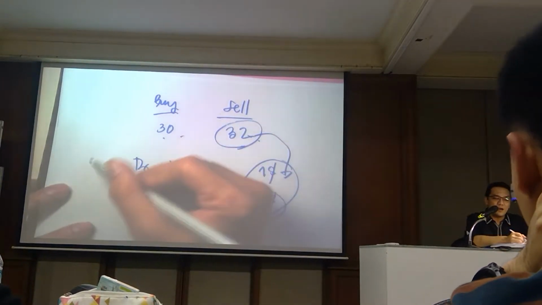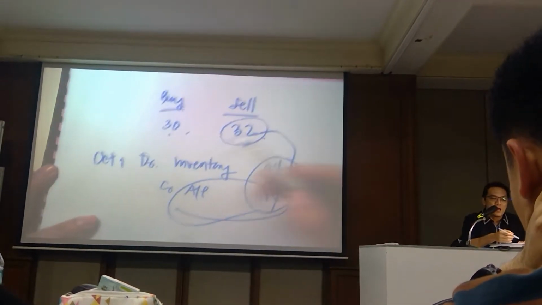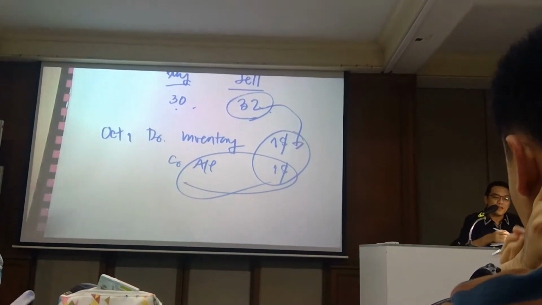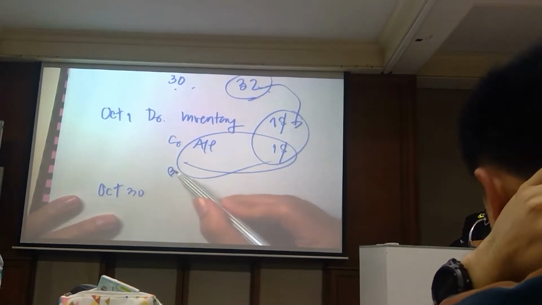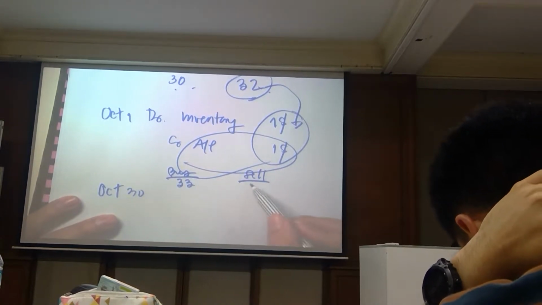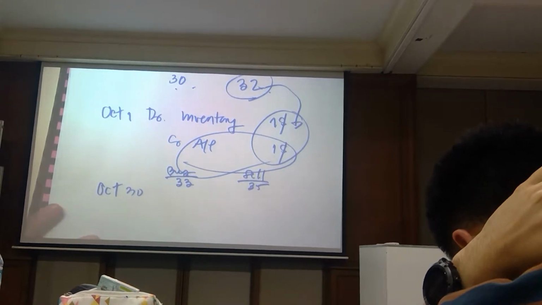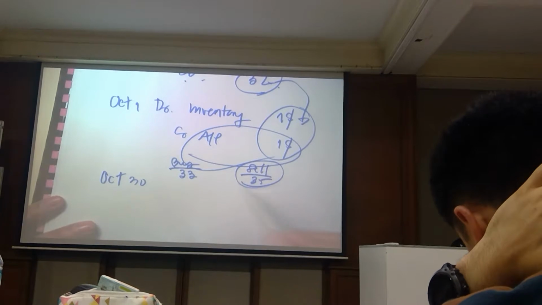But let's suppose this is on October the 1st, and we have to pay them on October 30. The exchange rate changes, buying turns out to be 33, selling turns out to be 35. What's going to happen? You're going to use this one, right?